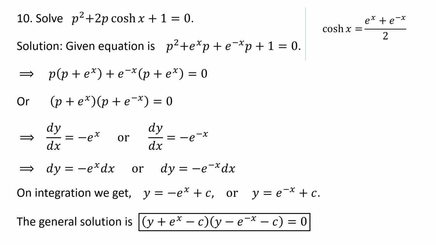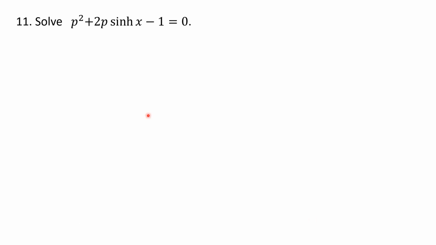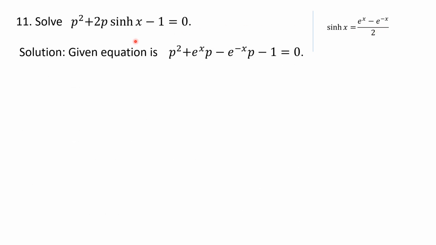So similar type of problem we'll take one more where we have sine hyperbolic x. So this is again the same way. Write sine hyperbolic x in terms of exponential. As you know, sine hyperbolic x is e power x minus e power minus x by 2. So p square plus 2p into e power x minus e power minus x by 2, 2 gets cancelled. So p into e power x minus p into e power minus x. So these we have to factorize.